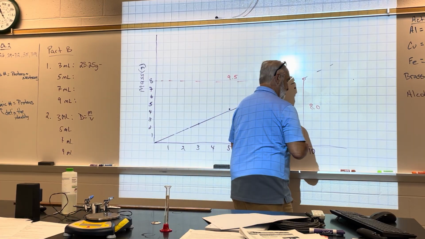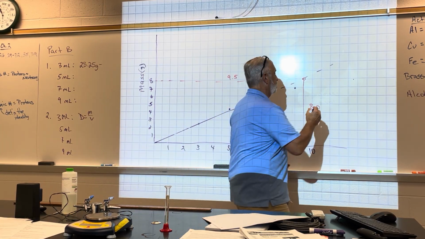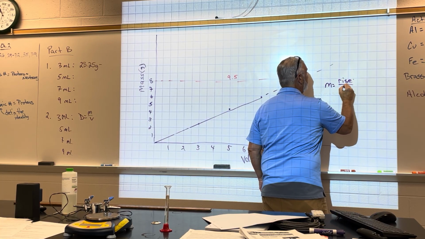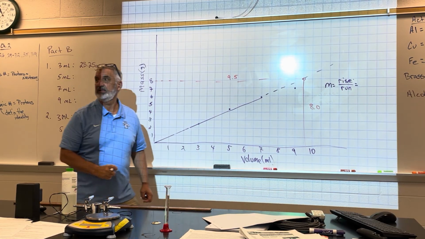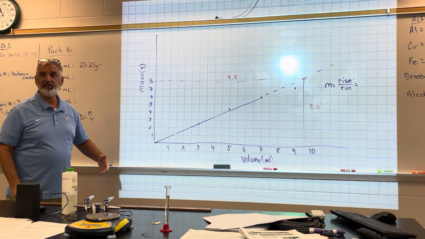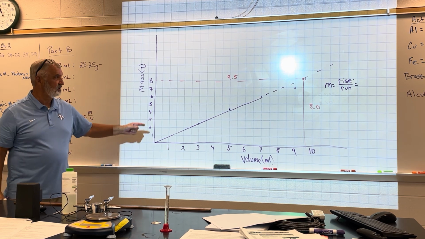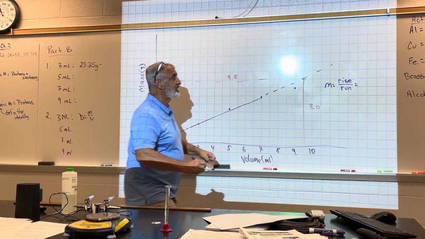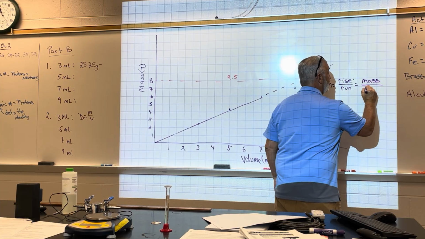So slope, M, is equal to rise over run. But what's the rise equal to in this case? What's the rise a change in? Mass, because that's the y-axis, right? So that's going to equal mass. What's the run a change in? Volume.